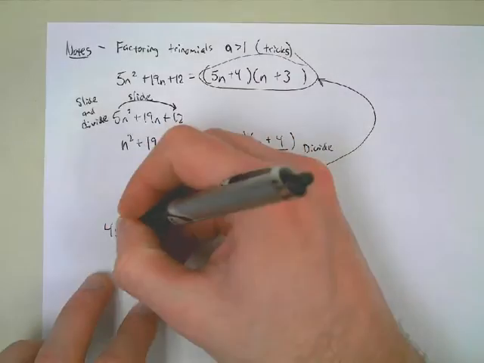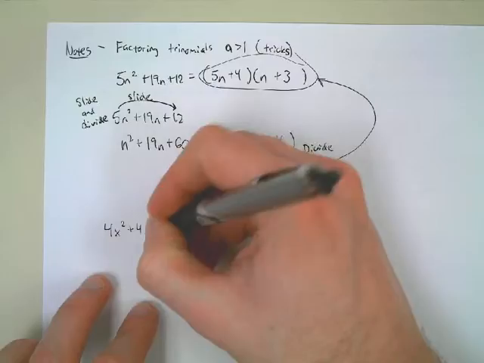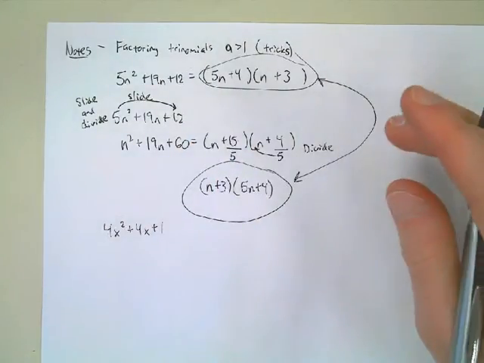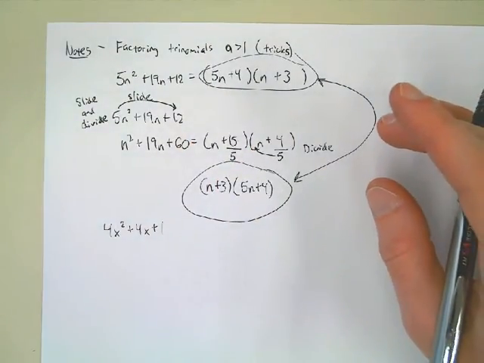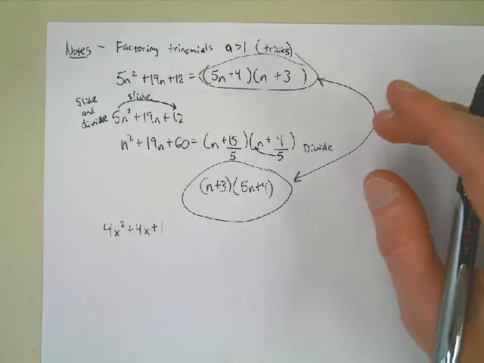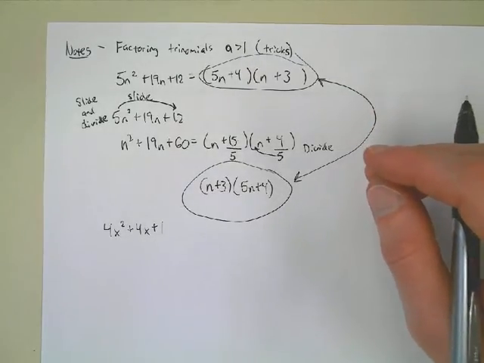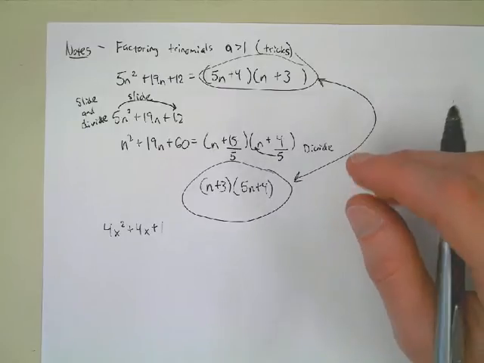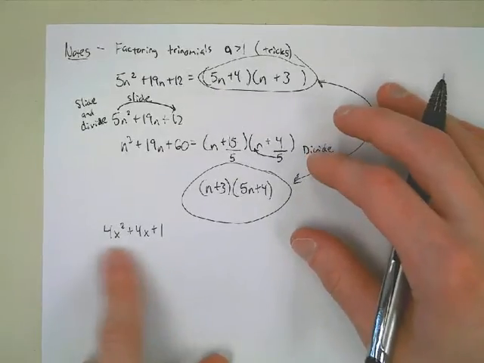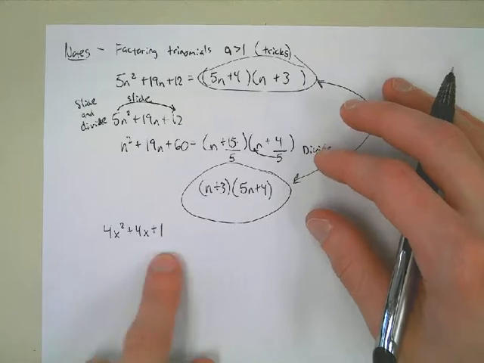4x squared plus 4x plus 1. One time when slide and divide fails is if you didn't factor out the GCF. If there is a GCF, you have to factor out that GCF. So slide and divide fails if you did not slide out or factor out the GCF first. Okay. So if we look here, is there a GCF to factor out? No, there's nothing in common, so we can go ahead and do the slide and divide.